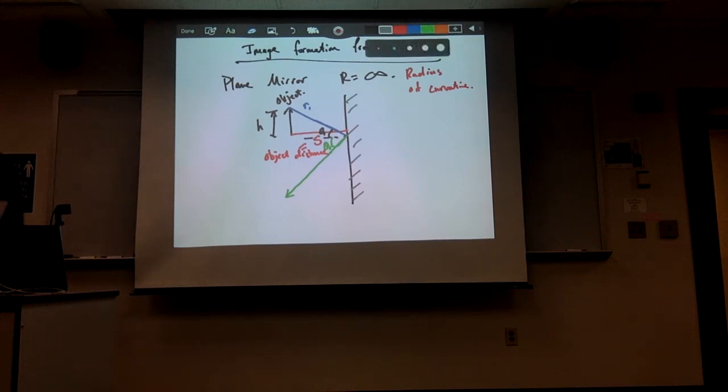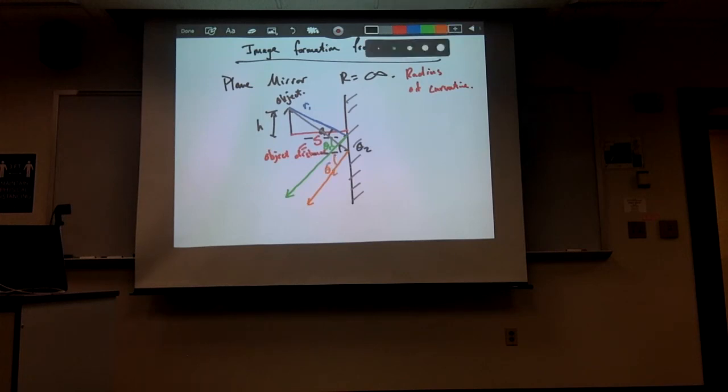Simultaneously, the object gives off another ray of light. Let's draw that one gray. It comes in and hits the mirror at this stage, at some angle. Let's call that theta 2. Then it reflects off at exactly the same angle, so that this angle here is also theta 2.